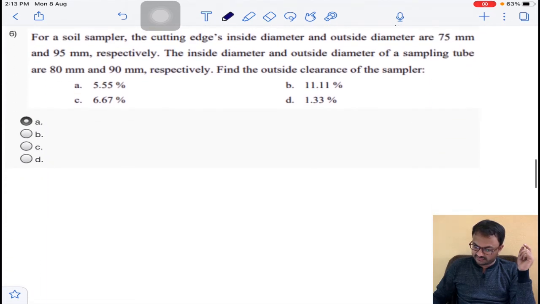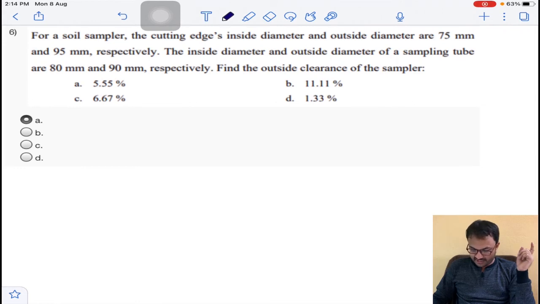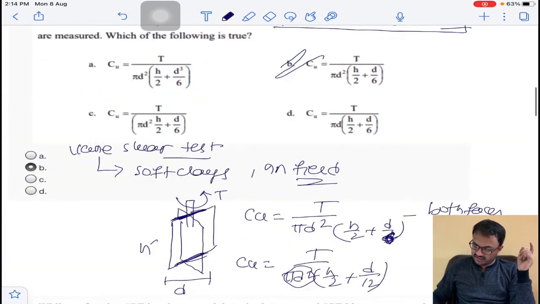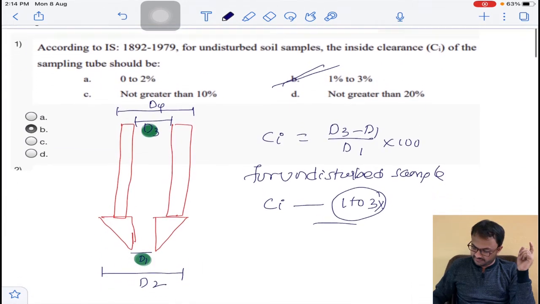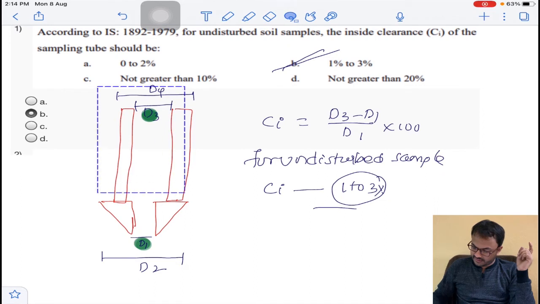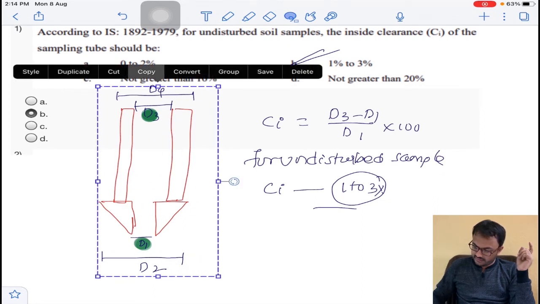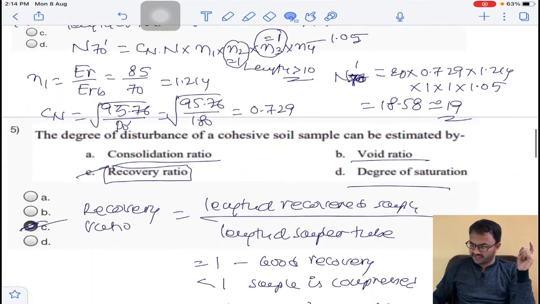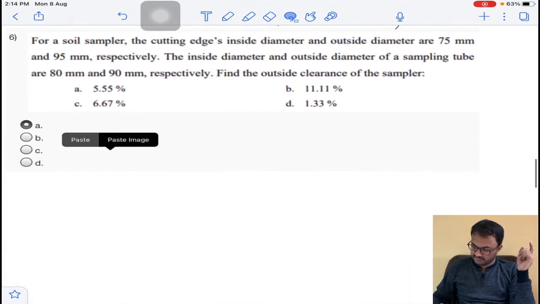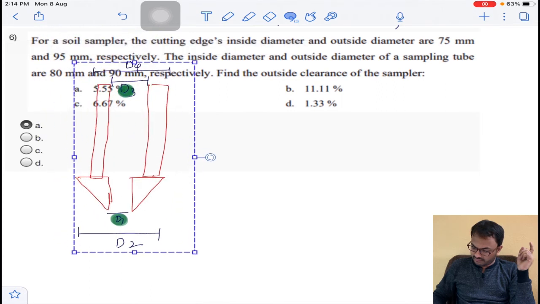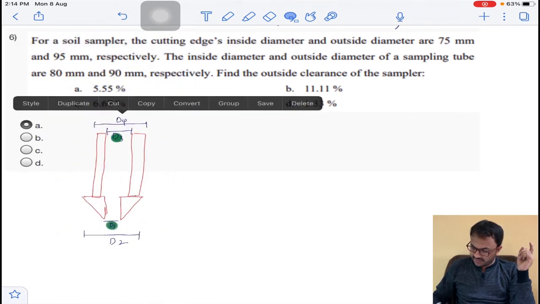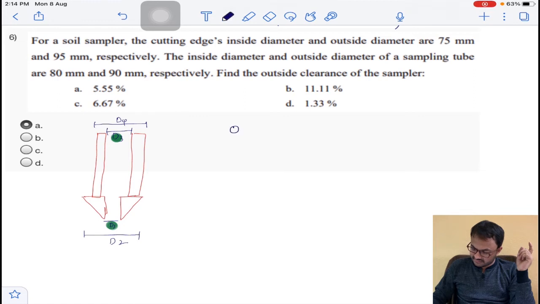And next, the same question has been repeated. Outside clearance, I already explained the diagram there, so I'll copy it here so you can see. I'll copy this and paste it here. So in this diagram, he has asked outside clearance. Outside clearance CO is this outside value.